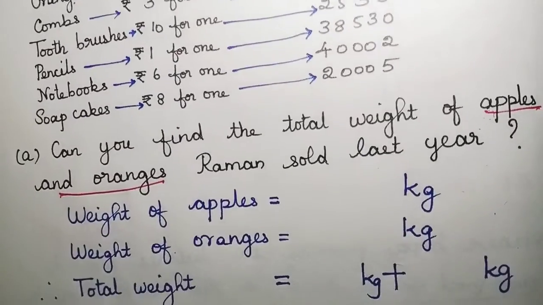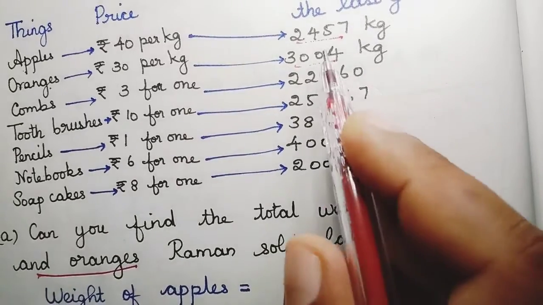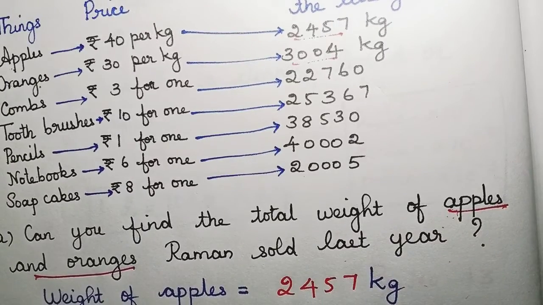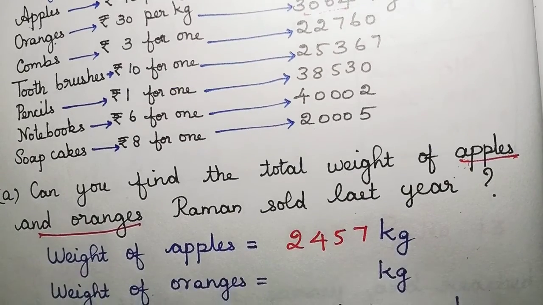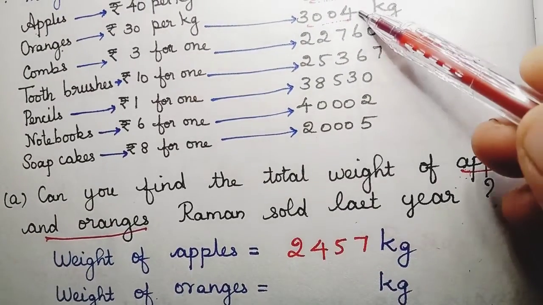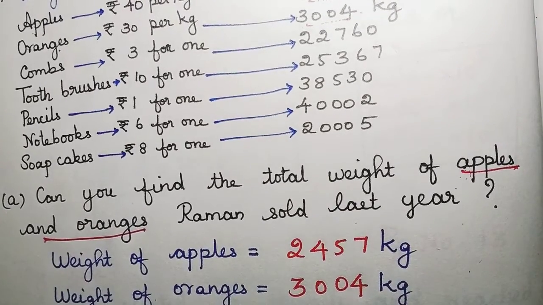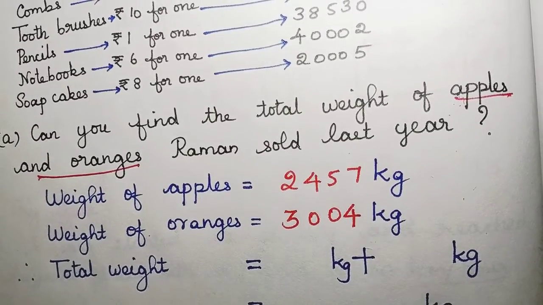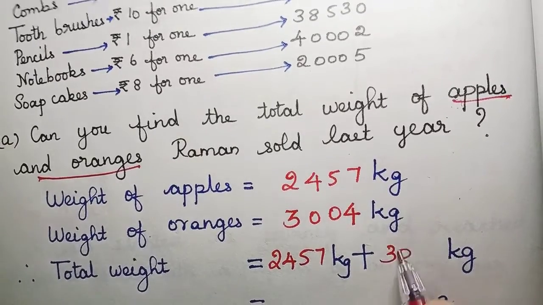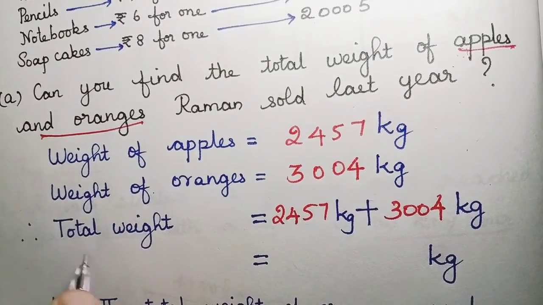Here the step by step forms are given. The weight of apple is 2457, and the weight of orange is 3004. So the total weight is equal to adding both the weights: 2457 and 3004. How can you add this? For that you have to just write both the values.